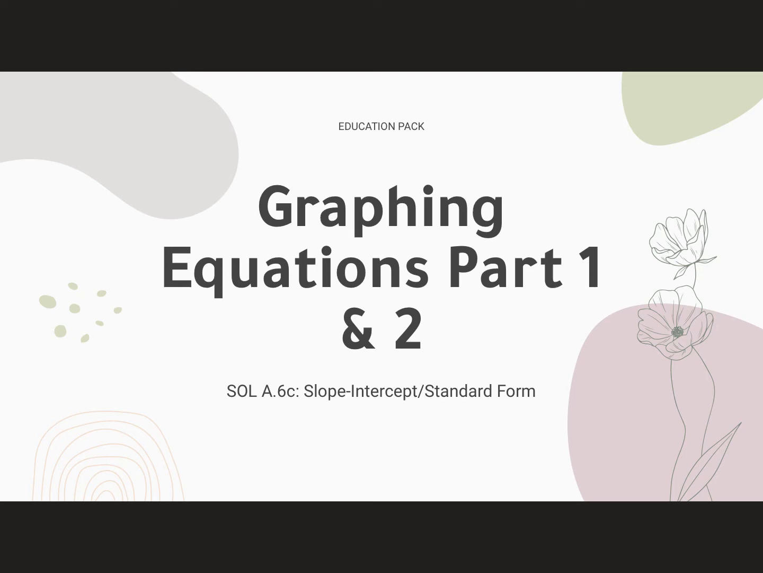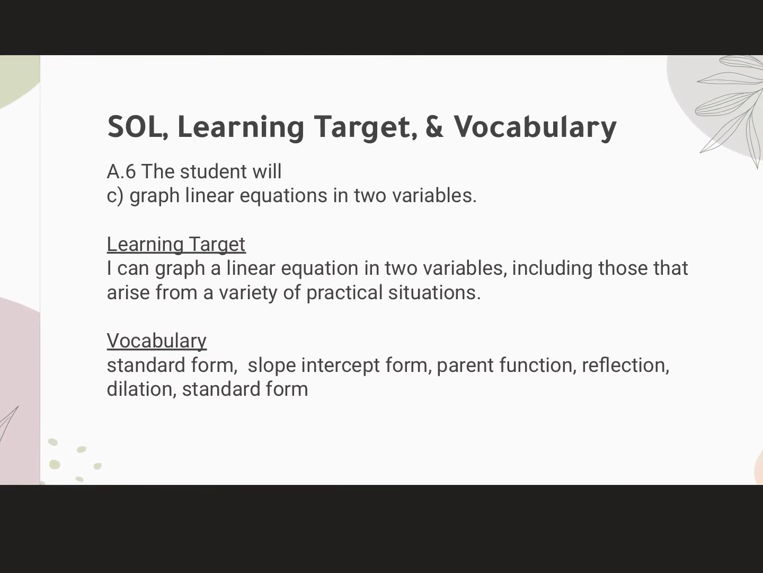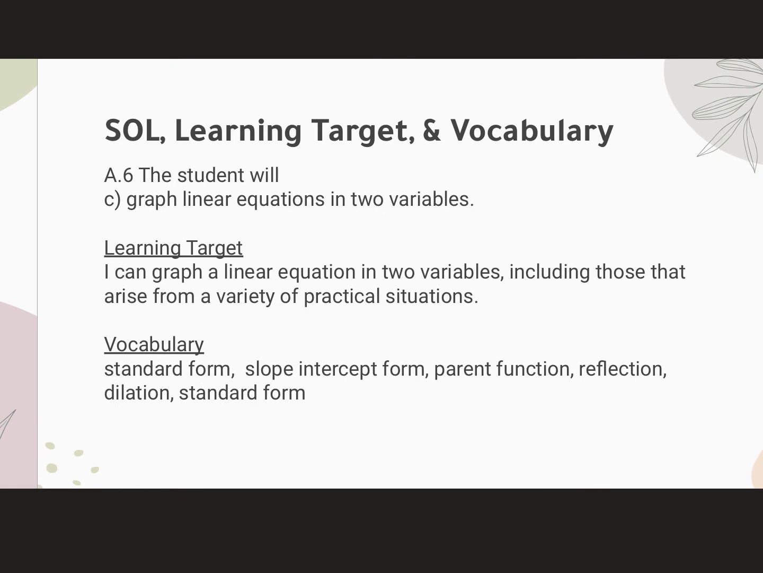For today's lesson, we are going to look at graphing equations parts 1 and 2. So we're going to look at graphing equations in slope-intercept form and in standard form. All right, SOL A.6c, graph linear equations in two variables. Learning target: I can graph a linear equation in two variables, including those that arise from a variety of practical situations. Some vocabulary that we've seen before: standard form, slope-intercept form.